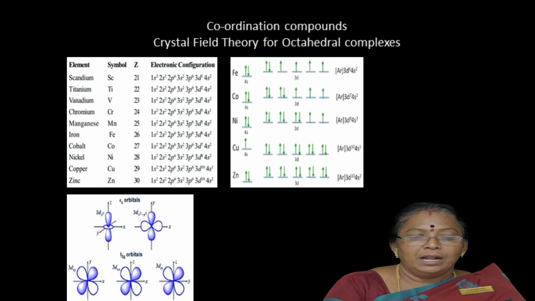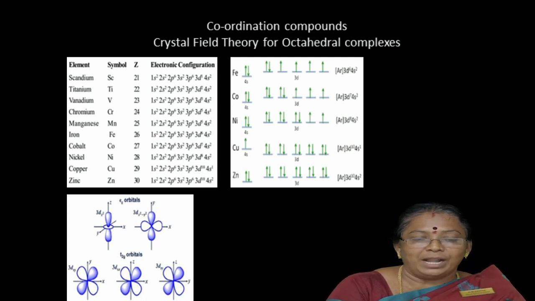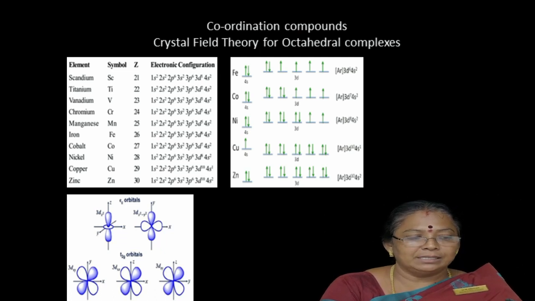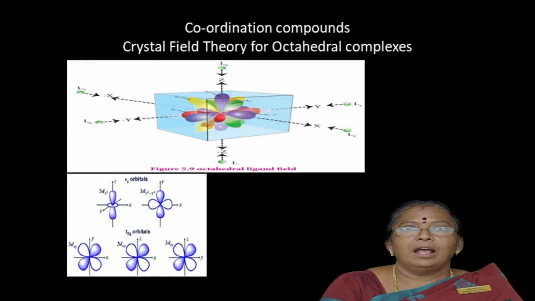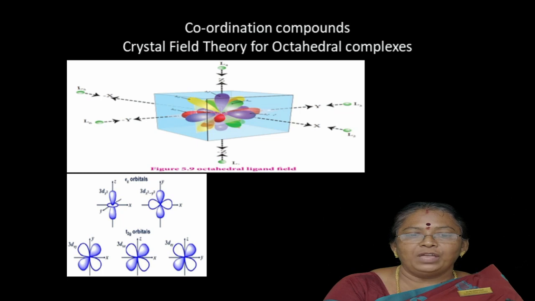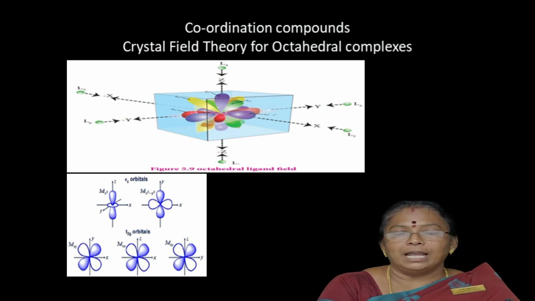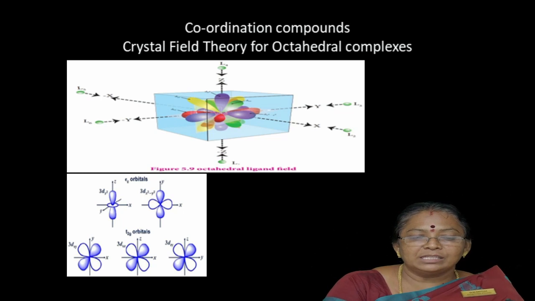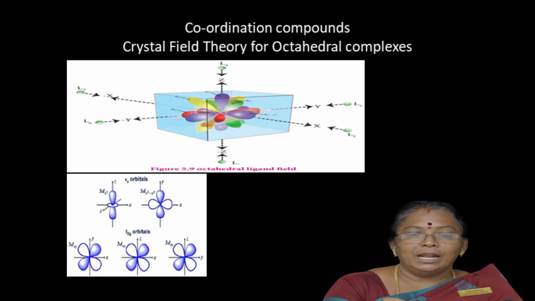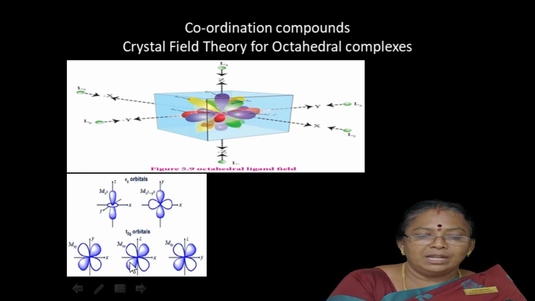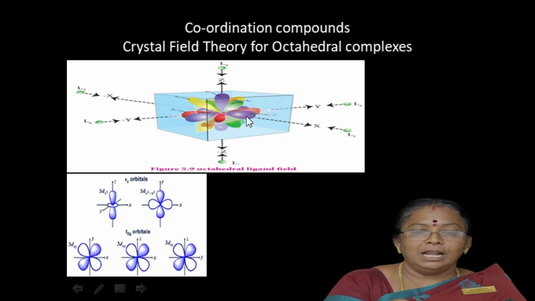In that crystal field, dz squared and dx squared minus y squared are the Eg orbitals, then dxy, dyz and dxz are considered the T2g orbitals. T2g means triply degenerate, Eg means doubly degenerate. The Eg orbitals are located along the Cartesian axes of the octahedral geometry, while dxy, dyz and dxz are located in between the axes of the octahedral complexes.